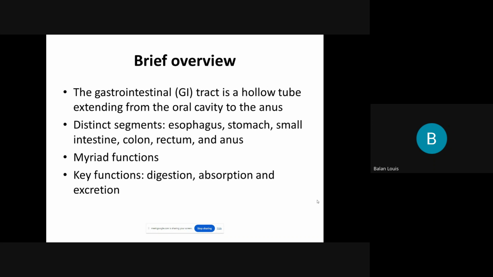We'll start from the esophagus and we'll end in the rectum and anus. The oral cavity is mostly concerned with the other specialties, but now we'll discuss from the esophagus to the anus. As you know, the gastrointestinal tract has various segments, starting from the esophagus, stomach, till the rectum and anus, and each one has its own function. But the key functions altogether are digestion, absorption, and excretion, although there are other specialized functions.